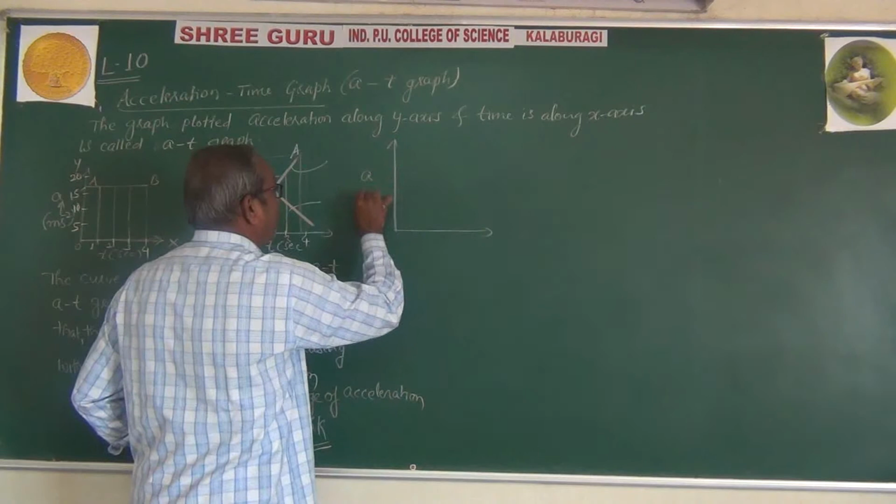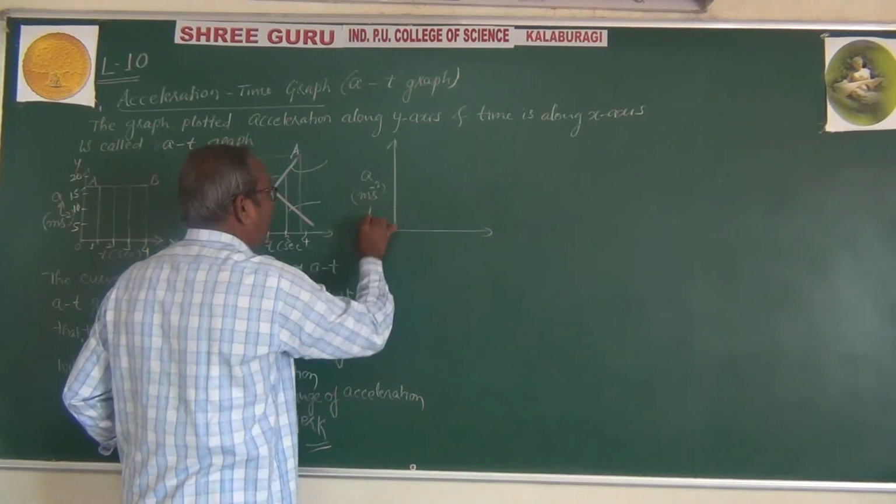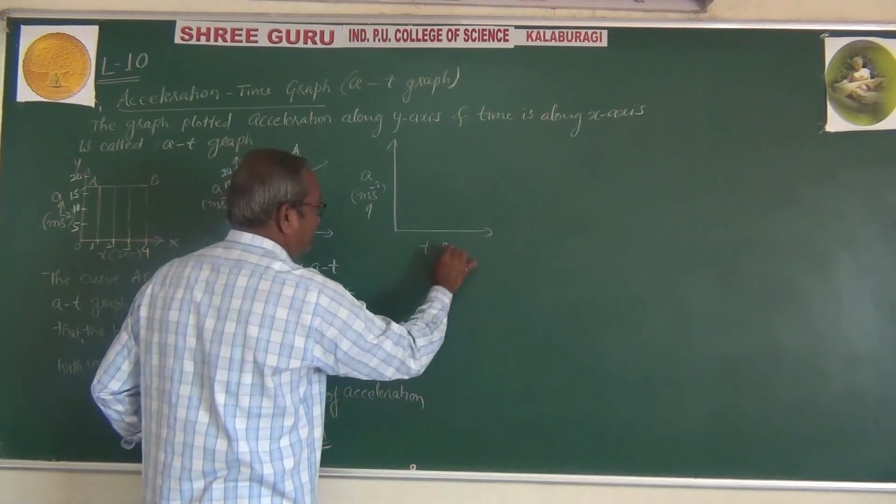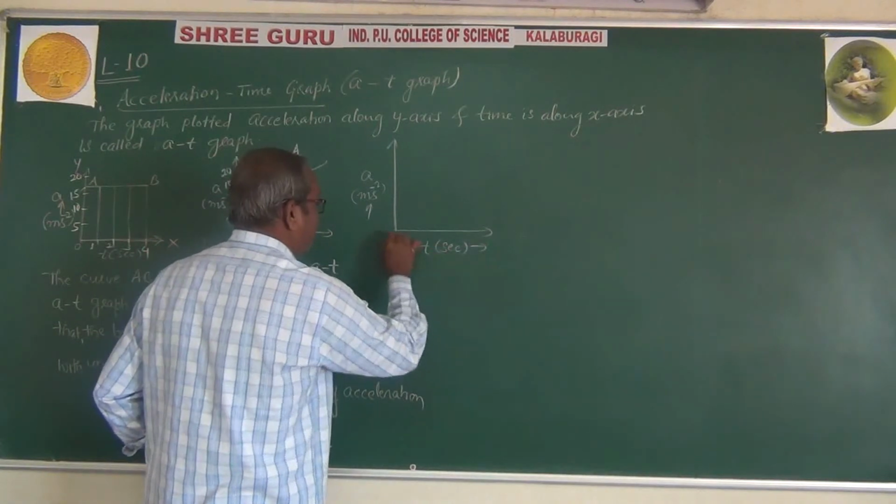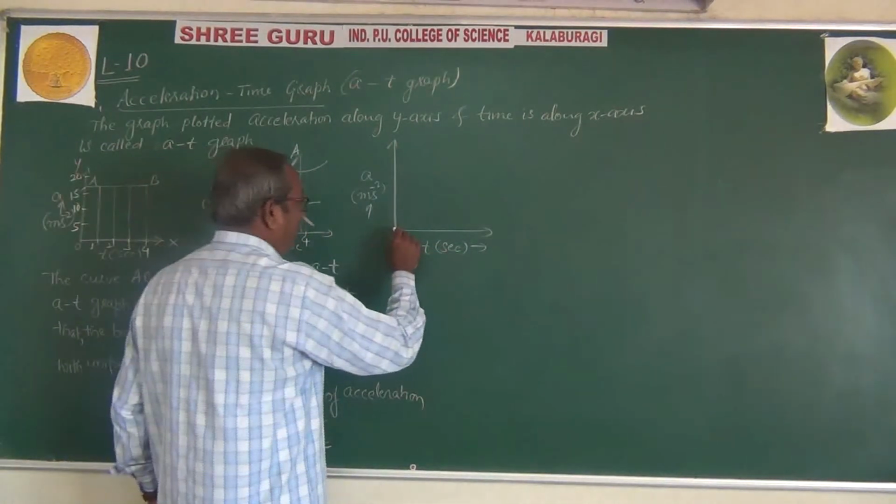A is in meter per second square, t is in seconds, and the curve will be like this.